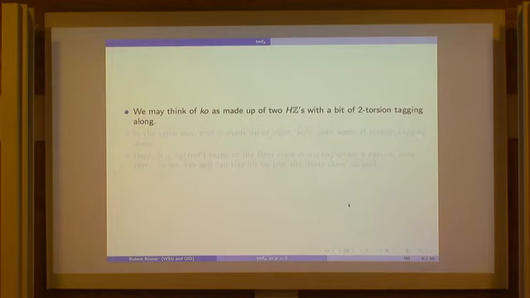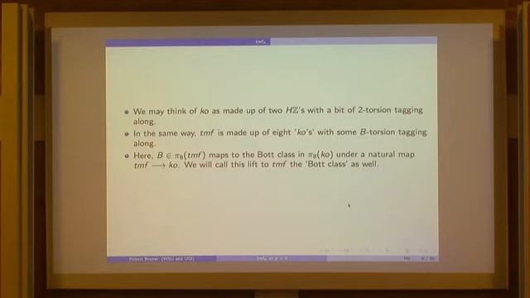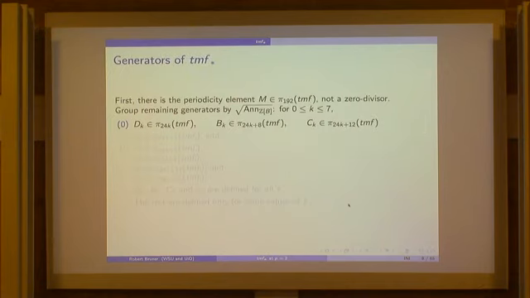Just to make a simple analogy, if you think of KO, you've got a Z in dimension 0, Z in dimension 4, and then you've got a little bit of 2 torsion tagging along. In the first half, the 2 torsion is there, and in the second half, it's not. In the same way, TMF is made up of these 8 ersatz KOs with a bunch of Bott torsion tagging along. B here, in pi 8 of TMF, we call the Bott class. It's not the Bott class, it's a lift over the map from TMF to KO of the Bott class, but it maps to the Bott class, and so it makes sense to call it that.